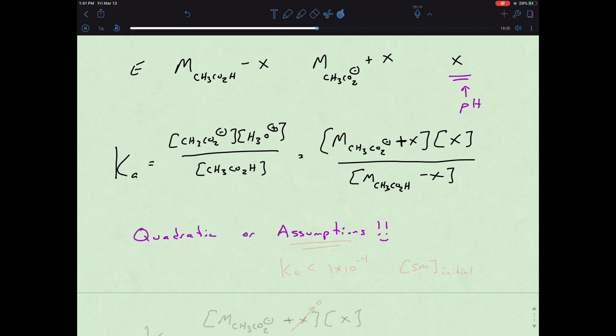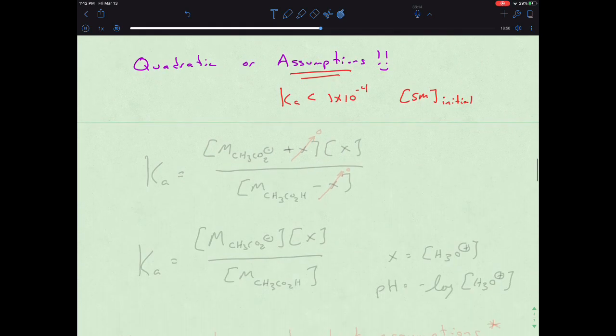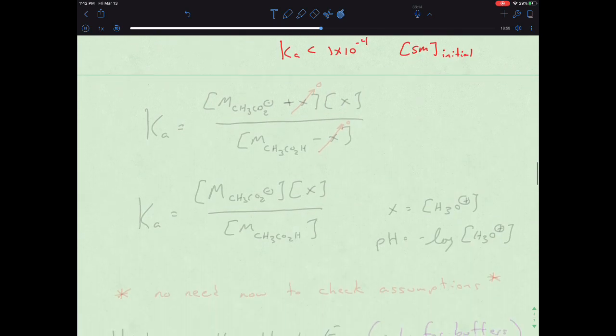So I'm going to choose that assumption motif where our Ka is going to be less than 1 times 10 to the negative fourth, and that's going to be a constant for us within this chapter. And we have initial starting material, which we have here as well. So we're really set to make an assumption process.